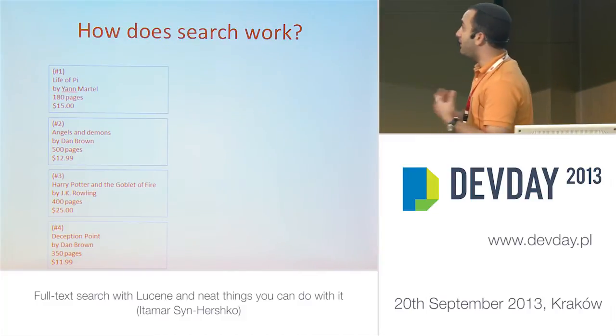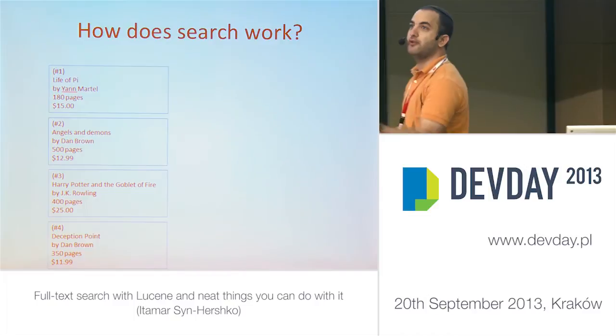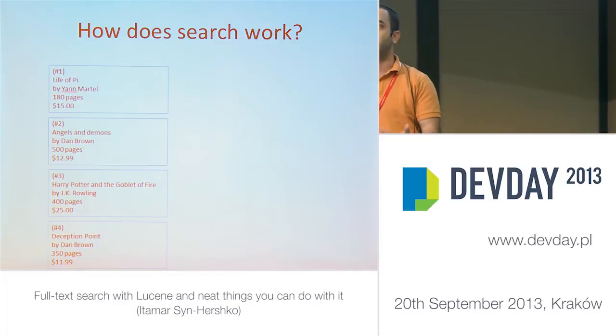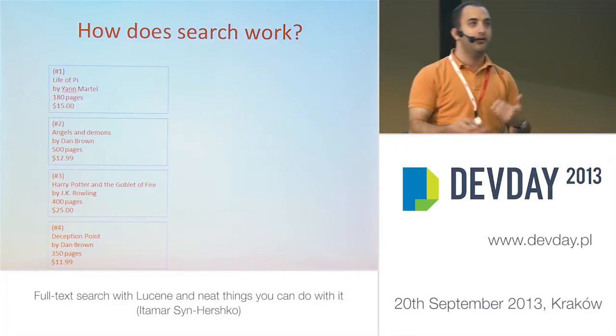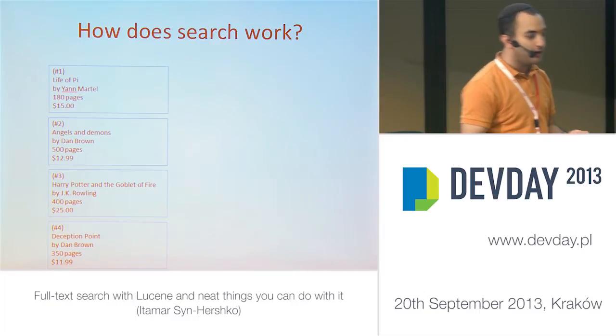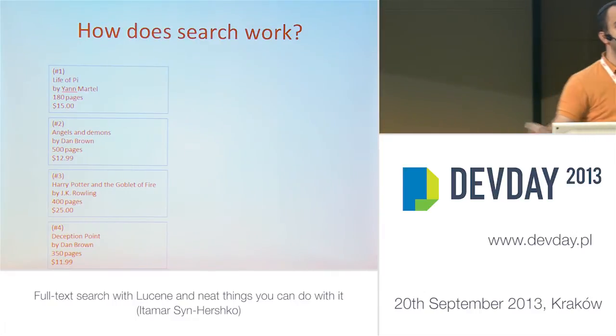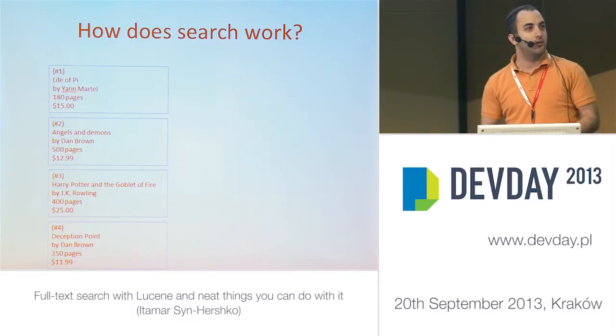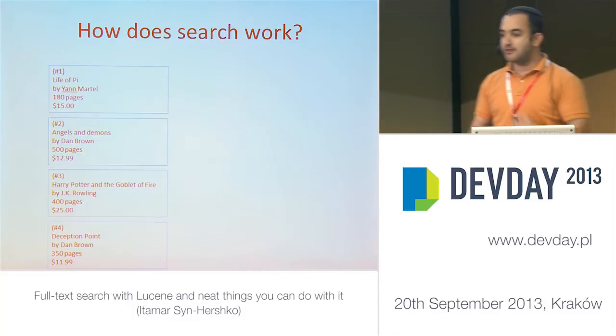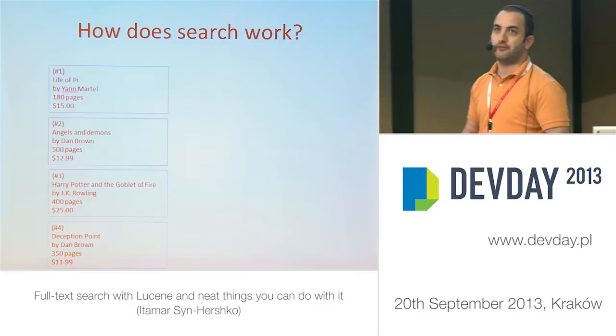As a human, I would just go through all the books probably. I would scan all the properties of each book until I find the book that I'm interested in, right? But what happens when I have hundreds, thousands, millions of books? What do I do then? I need to somehow make this process more efficient, right?